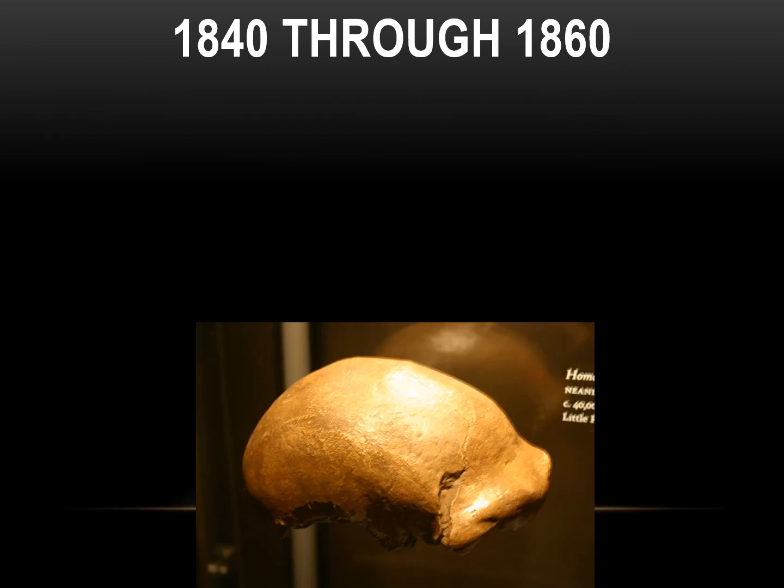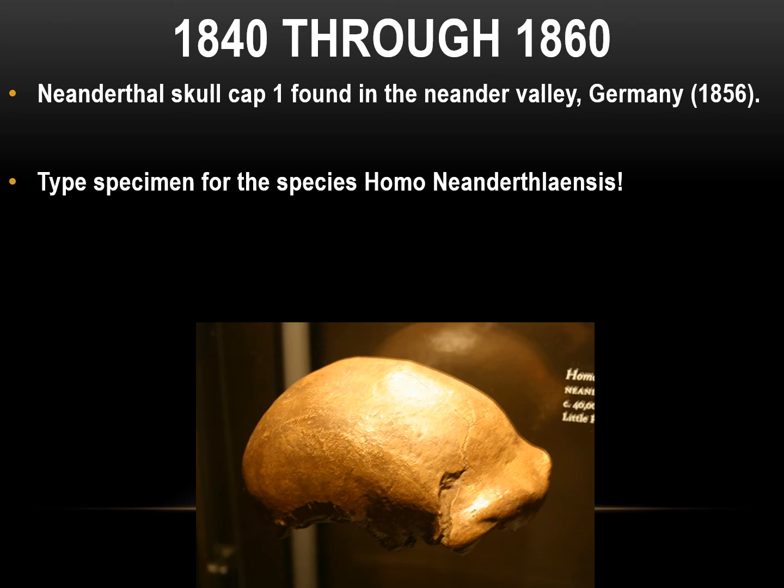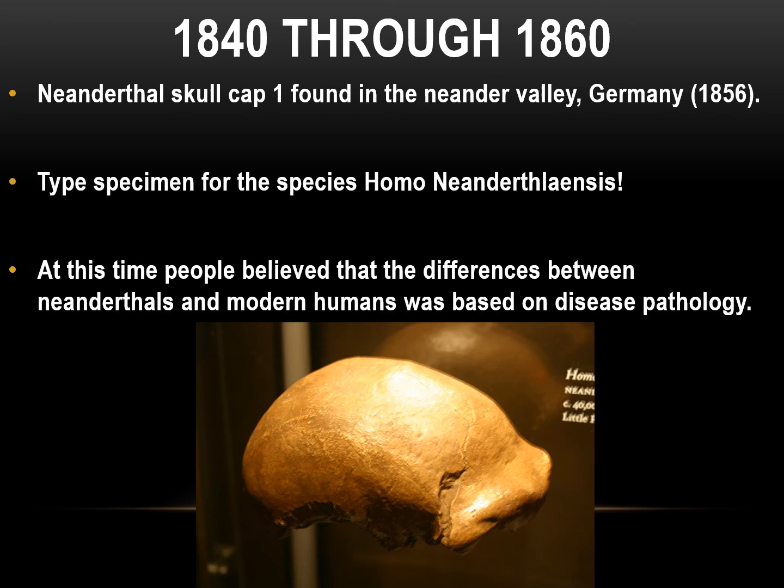In 1856, we have a Neanderthal skull cap that's found in the Neander Valley in Germany, right? This ends up becoming the type specimen for Homo neanderthalensis. And at this time, people believed that the differences between Neanderthals and modern humans were not based on an evolutionary difference, right? They were based on disease pathology. They thought that Neanderthals were simply a diseased subsection of humans.